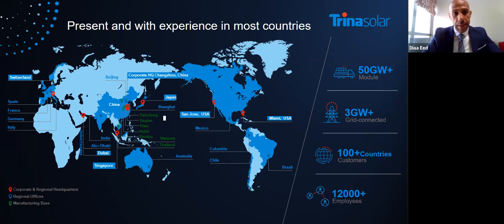As you can see, the red marks are called the subsidiary offices, each of which has a team. Our team here for Middle East and Africa is based in Dubai. All over the Middle East and Africa, we have our colleagues and team members, who are here and there.